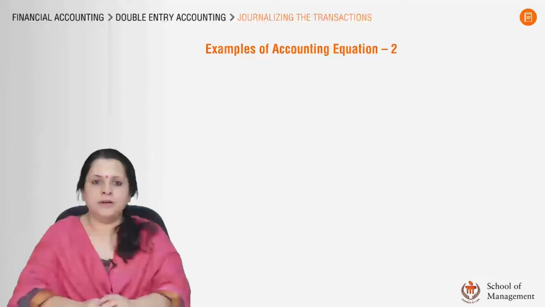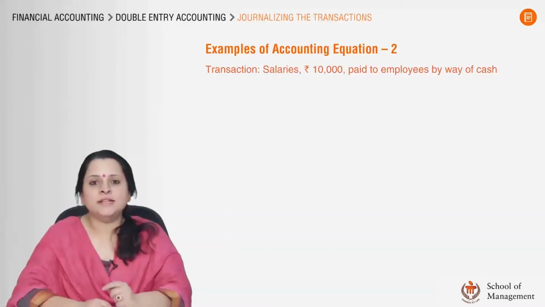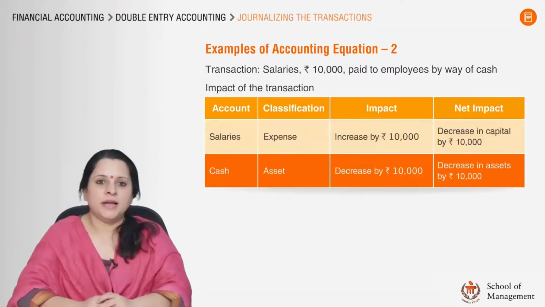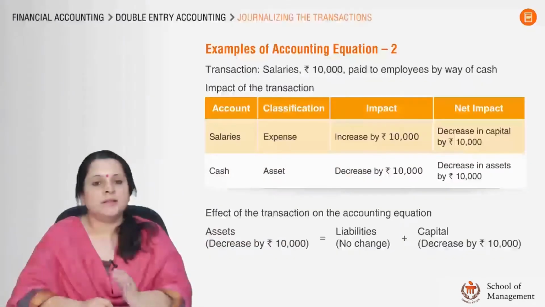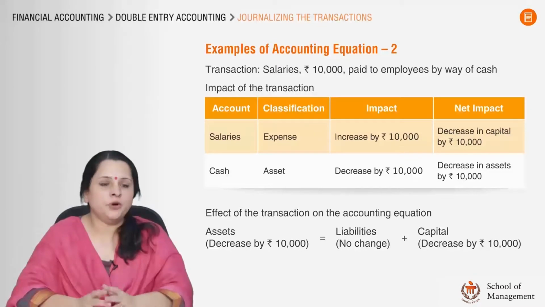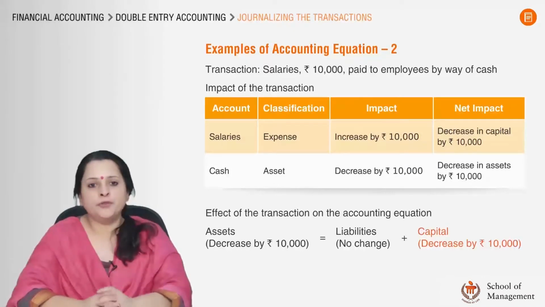In the second example, the transaction was salaries paid by way of cash rupees 10,000. In this transaction, as I explained earlier, salaries account will increase while cash account will decrease. Now, if the cash balance reduces, the asset side of the equation reduces by 10,000 rupees. What is the impact on the right side of the equation? Remember, any profit earned by the business gets added to the capital of the business as the profit of the business belongs to its owners.